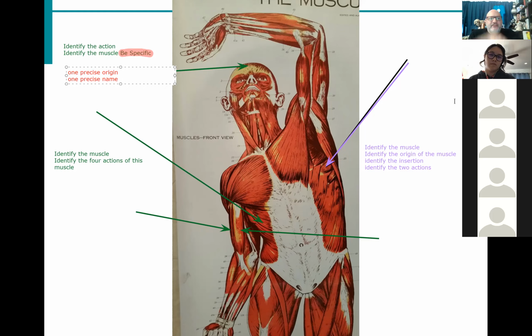And so these questions that you see here on the screen, gosh, that's probably 75, 80% of the lab exam. Basically, these 5 questions: identify the muscle, be specific, identify the origin, identify the origin, be specific, identify the insertion, and identify X actions. And that's the vast, vast majority of the exam.